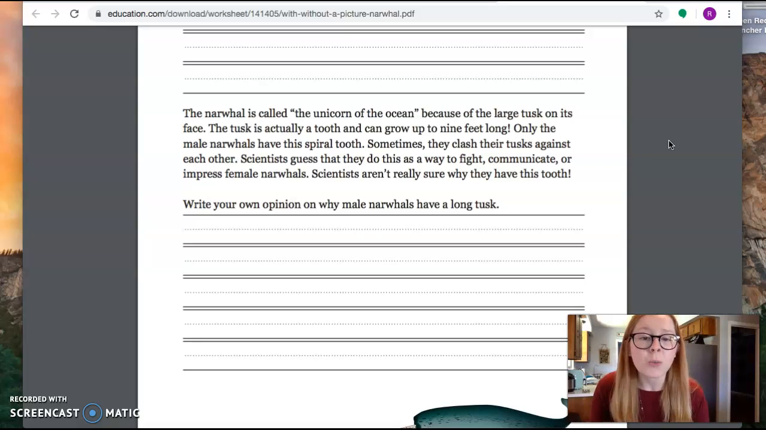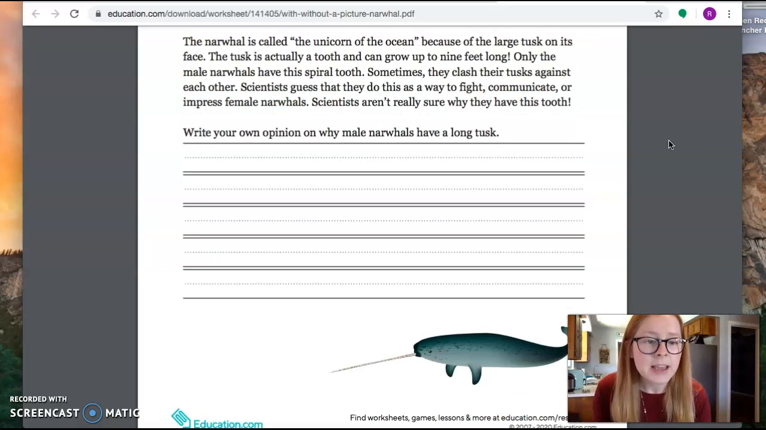Write your opinion on why male narwhals have a long tusk. So you're making a prediction or what you think is the reason that male narwhals have this tusk. So you can tell whoever you're watching this with, you can pause it and write it. You can do whatever you would like to do.